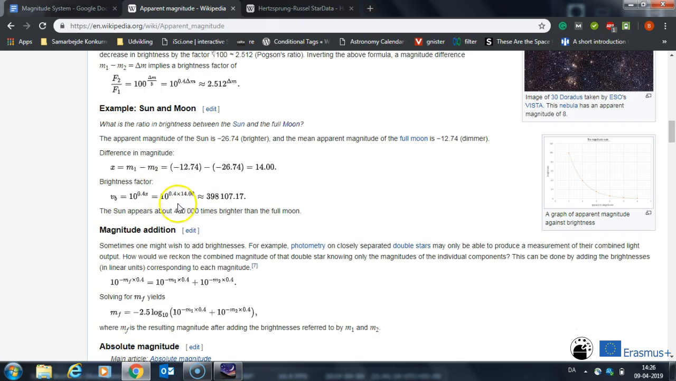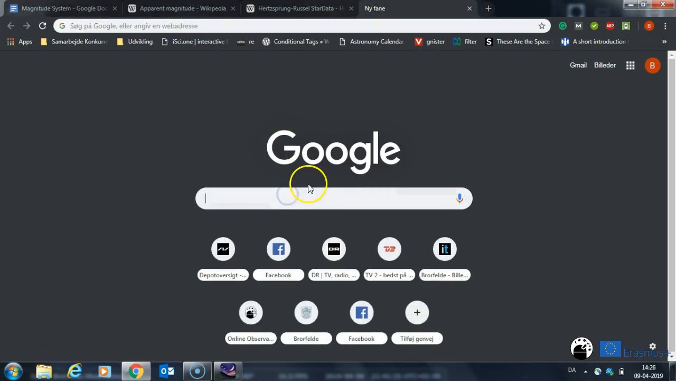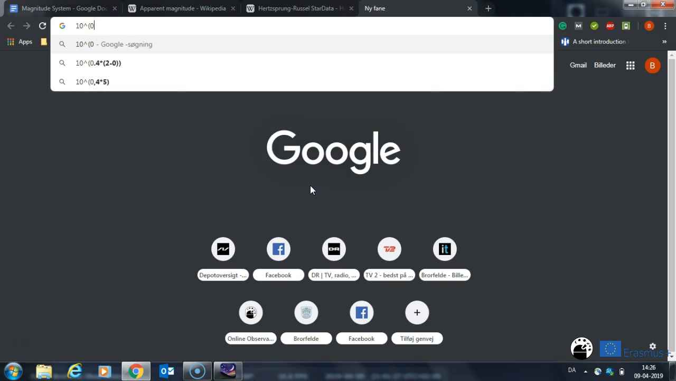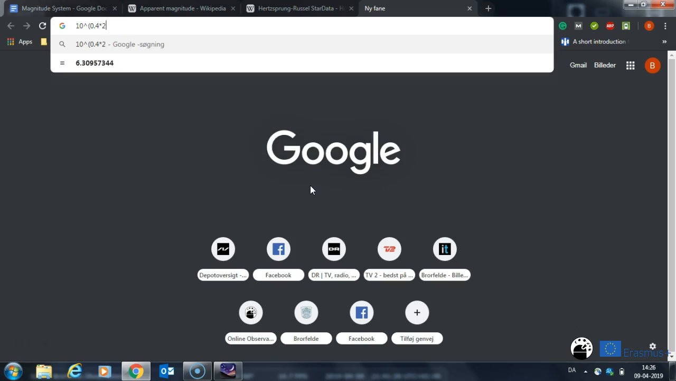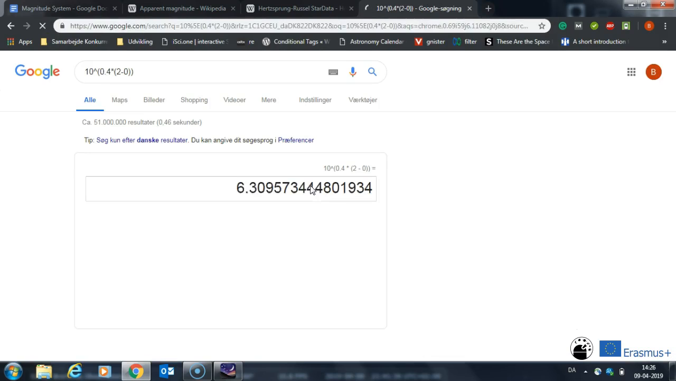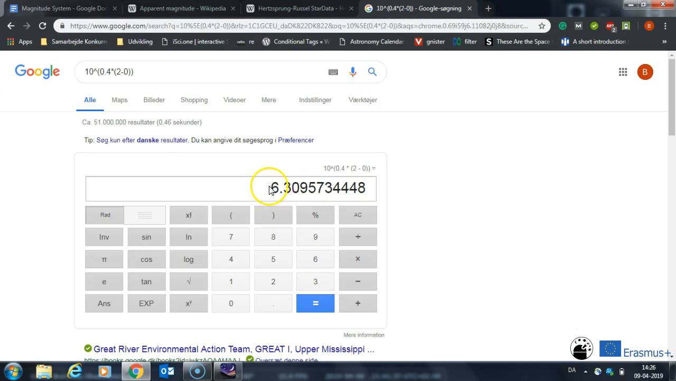If you put that number into this brightness factor calculation, you can actually calculate it directly on Google. You just say 10 to the power of 0.4 multiplied by 2 minus 0. So the number you get out here is 6.3. That means that Vega is approximately 6 times as bright as the star Polaris. This is how we can use the apparent magnitude.